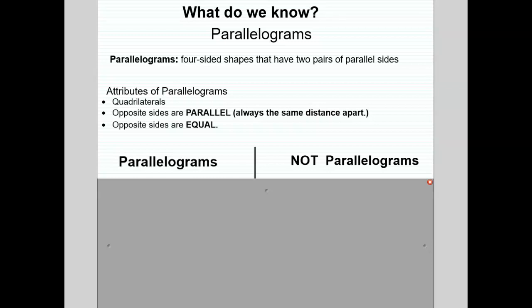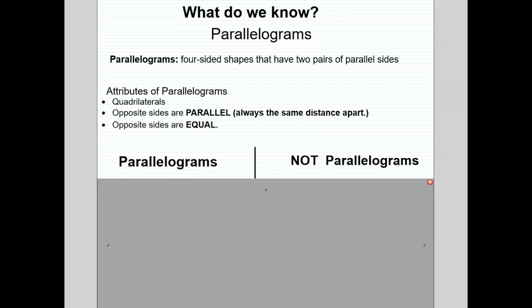Third graders, pause the video and write down what quadrilaterals are. You could even draw a couple. You're right. A quadrilateral is any 4-sided shape. We know for a quadrilateral to be a parallelogram it needs to have opposite sides that are parallel, which means always the same distance apart and the same direction. We also know that parallelograms always have opposite sides that are equal or the same length.